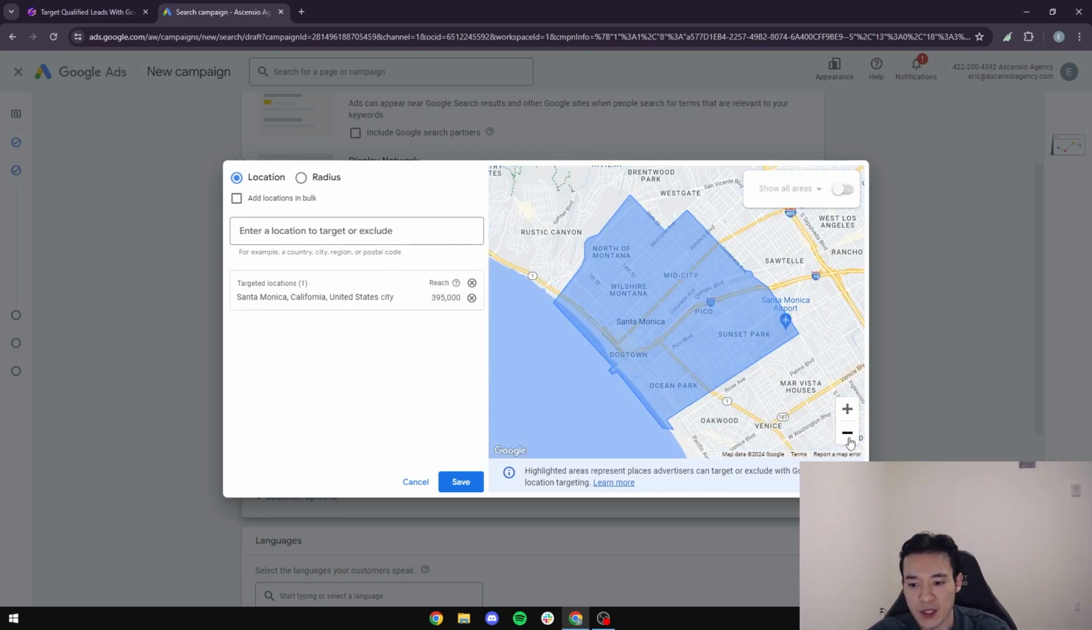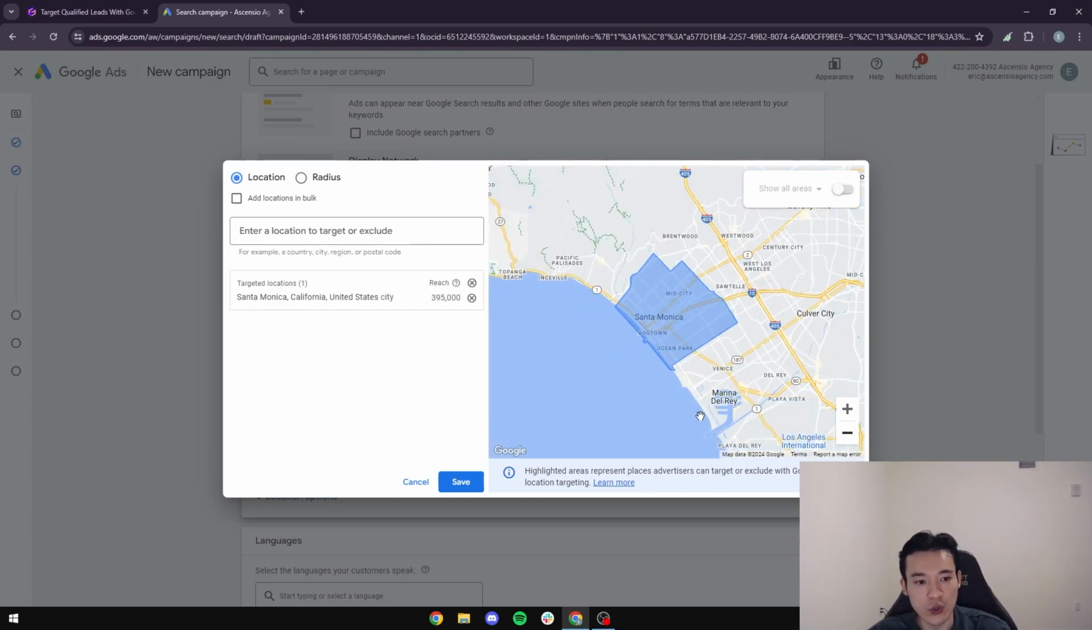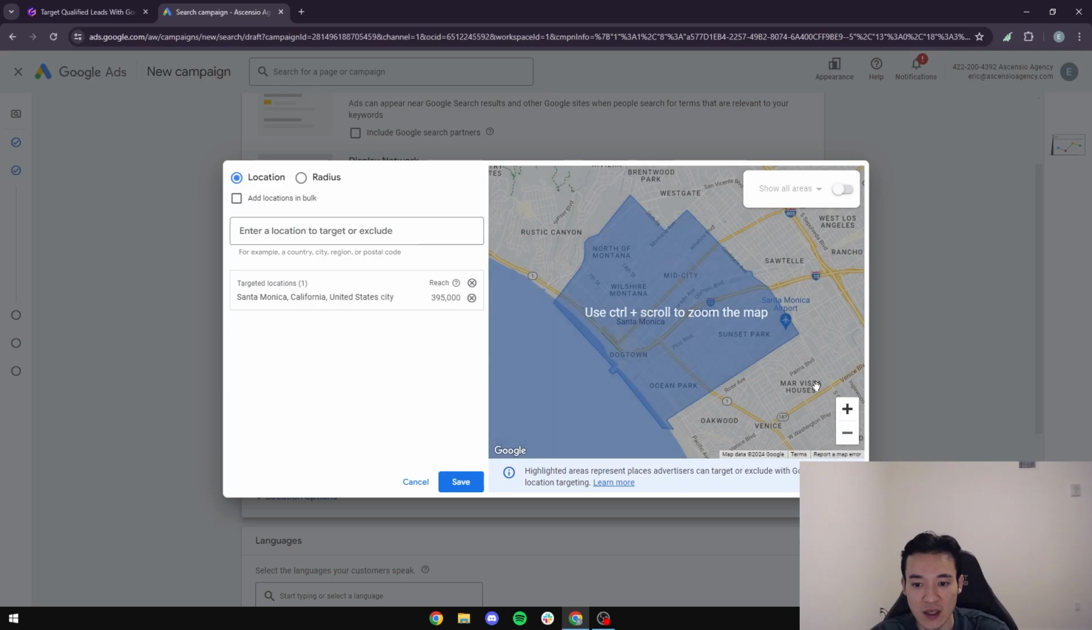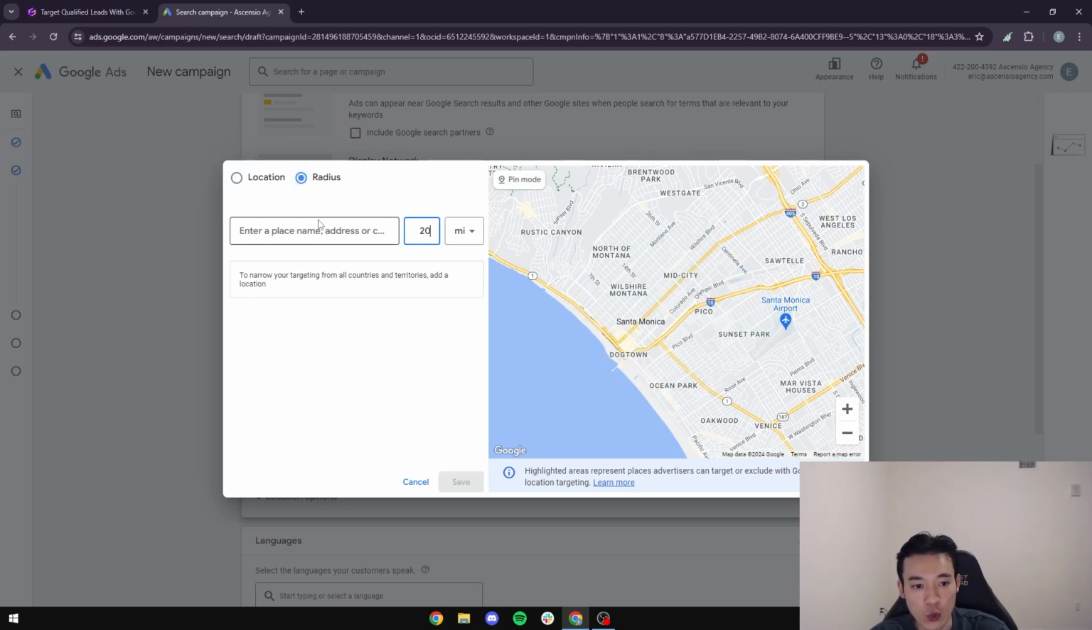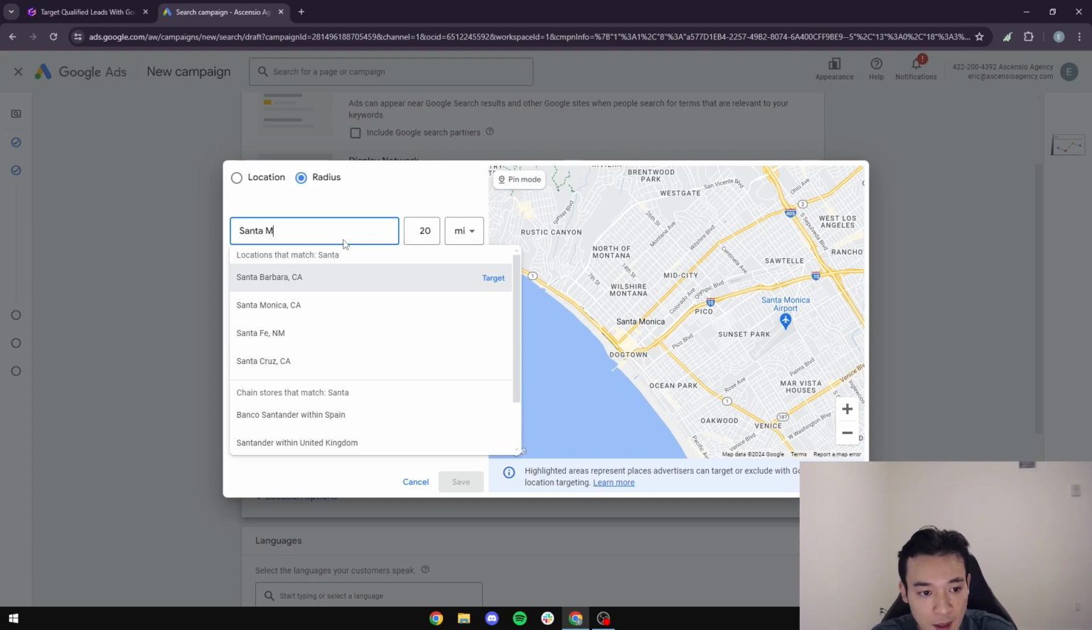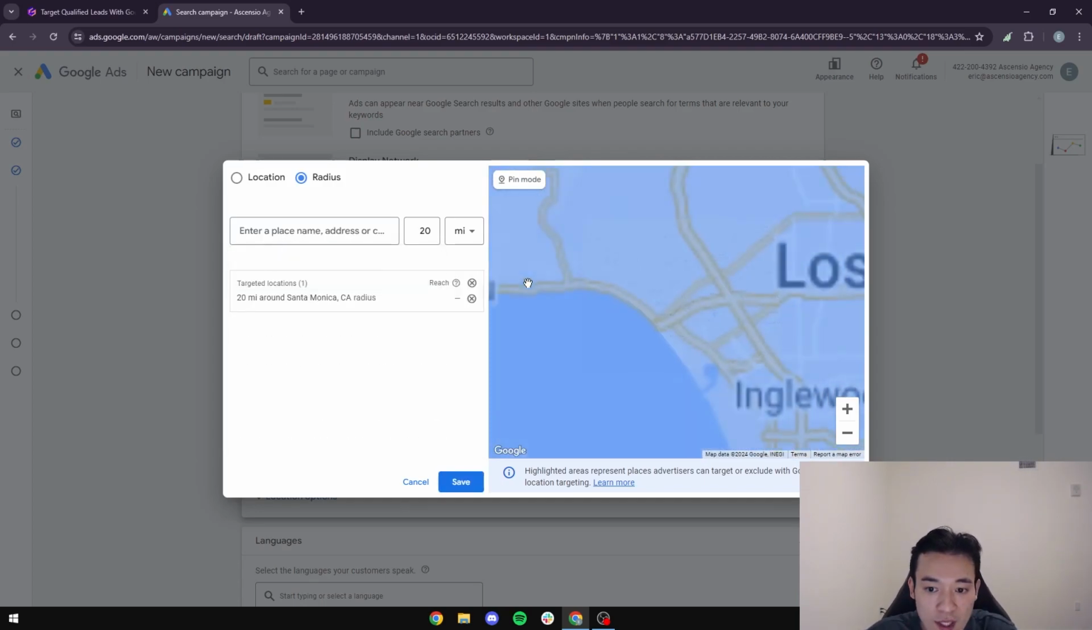And as we can see here, this is what it's going to do if we only target Santa Monica by location. It's only targeting the city of Santa Monica, where it's covering Sunset Park and north of Montana, right? But now, let's say we want to do the radius option, and let's say Santa Monica, right? And we target that. Wow.